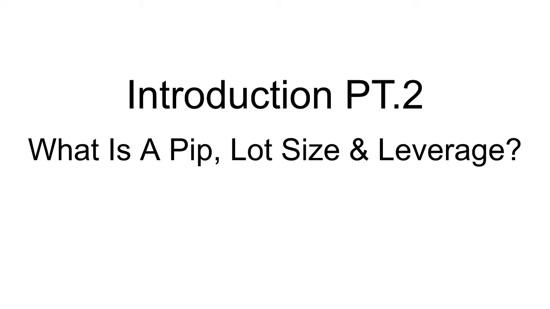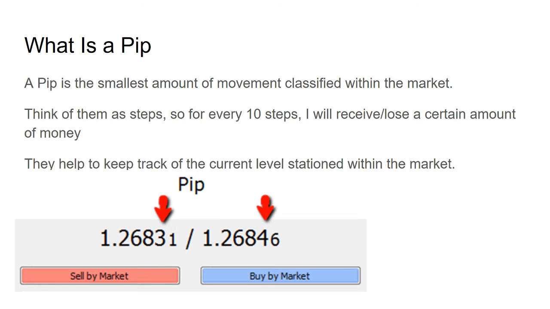Introduction. So what is a PIP? Lot size and leverage. Like I said, we just gonna get the boring stuff out the way first, okay? So, what is a PIP? Basically, a PIP is the smallest amount of movement classified within the market.